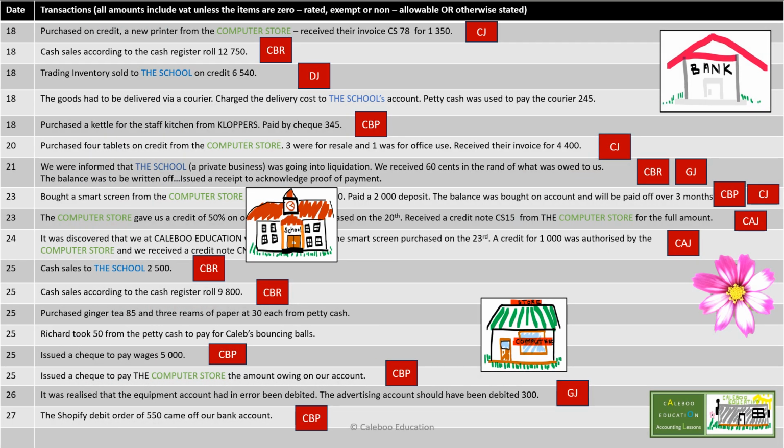The rain is coming down nicely outside here in Port Elizabeth, my hometown.